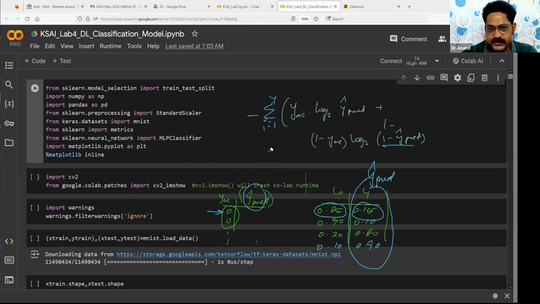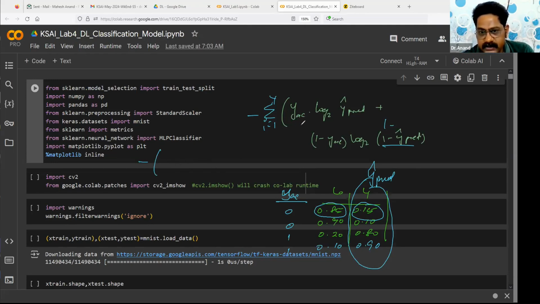Now let me do the substitution again. The first two records belong to label 0. The third and fourth records belong to label 1. So here we write y actual: 0, 0, 1, 1. So minus of, see, whenever I substitute actual label 0, the first term is invalid, right? 0 times anything. So only the second term is valid. So 1 minus 0 times log base 2, 1 minus 0.15.